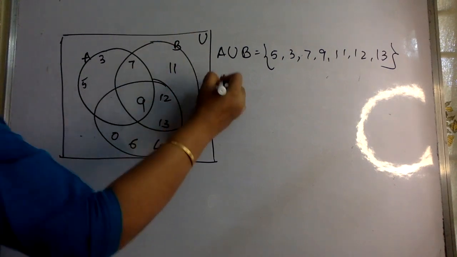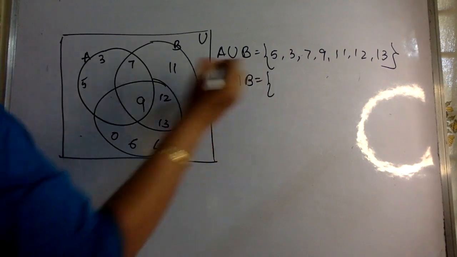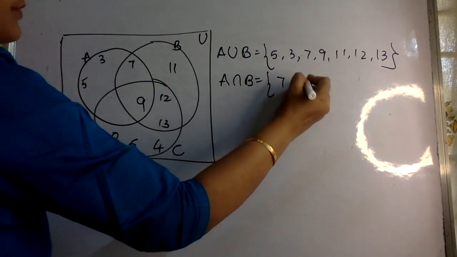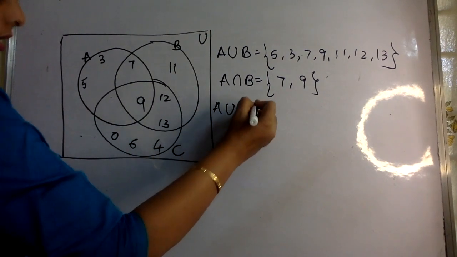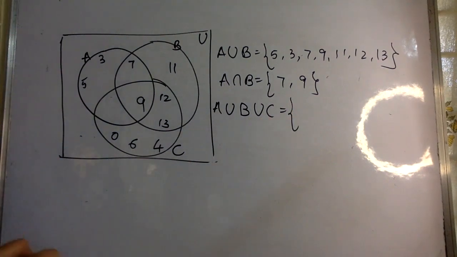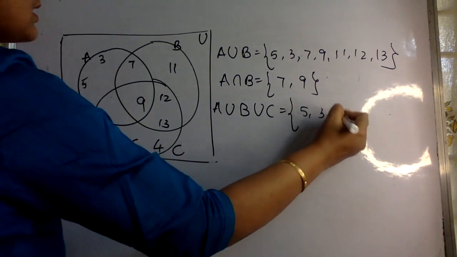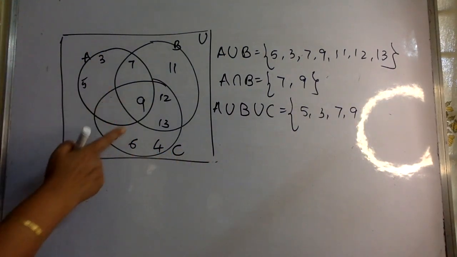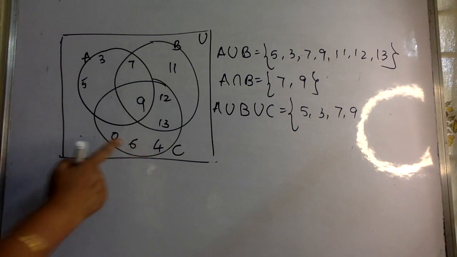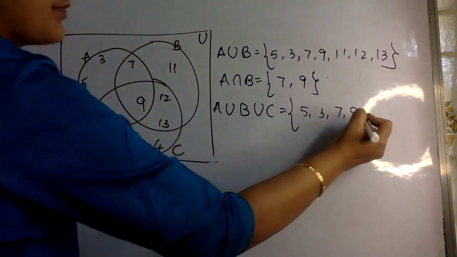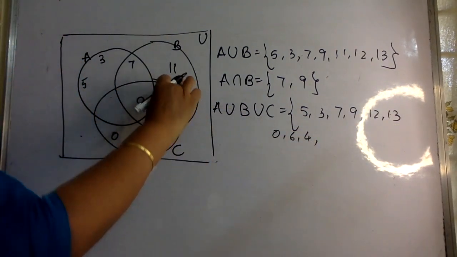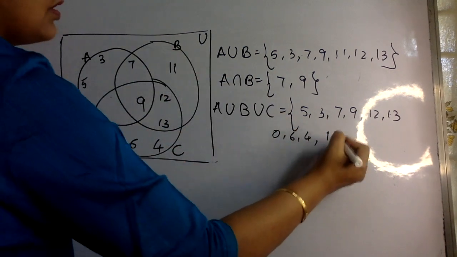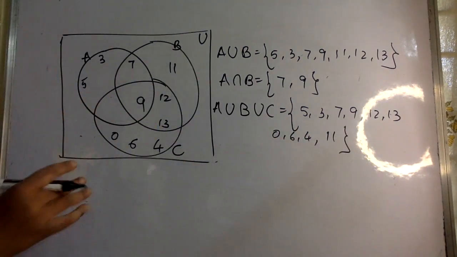Let's take A intersection B. A intersection B is what? It is only 7 and 9. Next question they have asked is A union B union C. Means all elements which are there in A and B and C have to be written together. So 5, 3, 7, 9, I have finished with A. Then 12, 13, 0, 6, 4. And then this 11 is left. Yes, so 11. Completely everything you have to write.